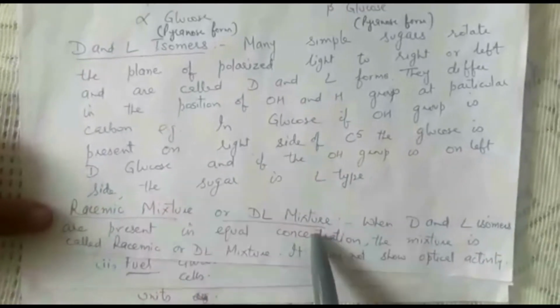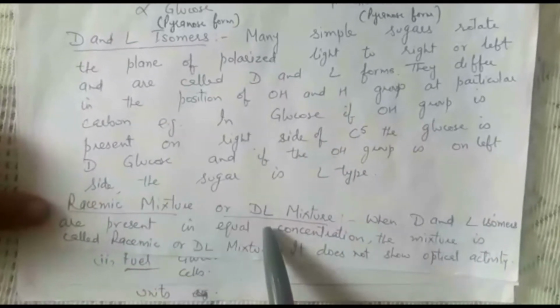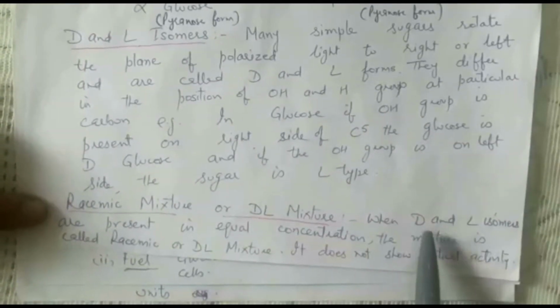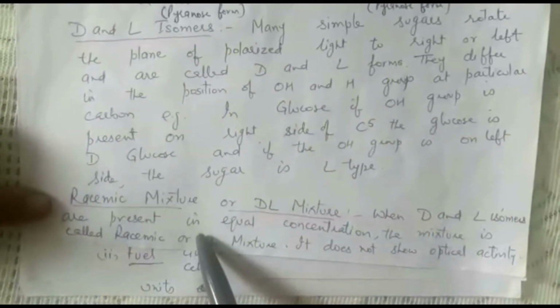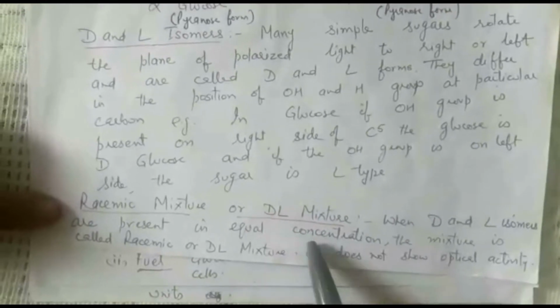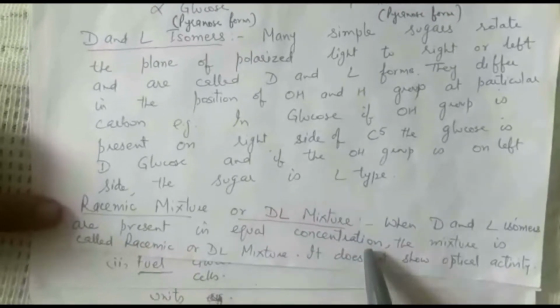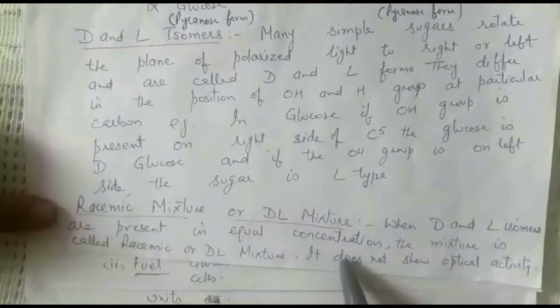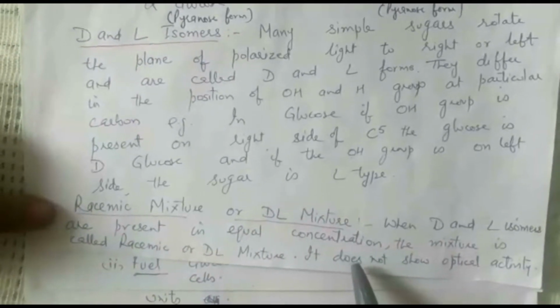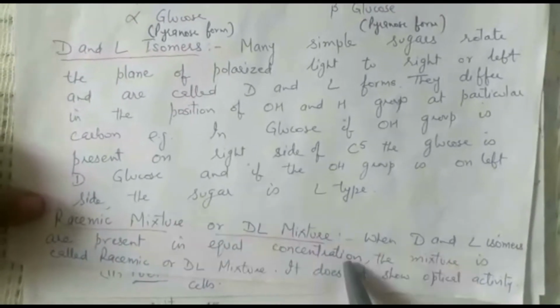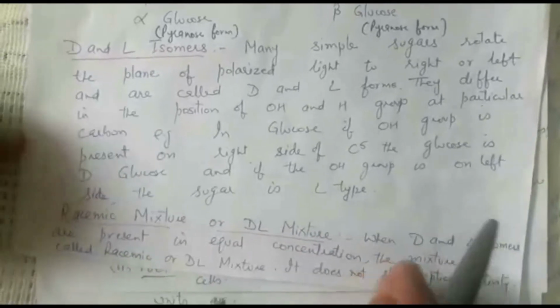Then the DL mixture or racemic mixture is the mixture which contains equal proportions of D and L isomers. As D and L isomers are present in equal concentration, this mixture will not show any optical activity. So it will be optically inactive, and the mixture is known as racemic mixture or DL mixture.